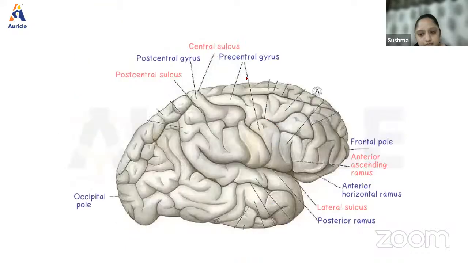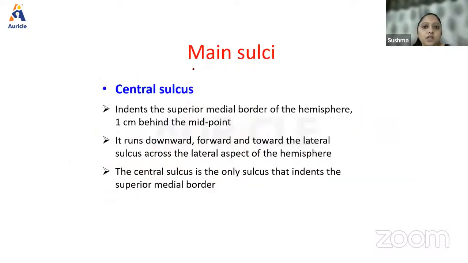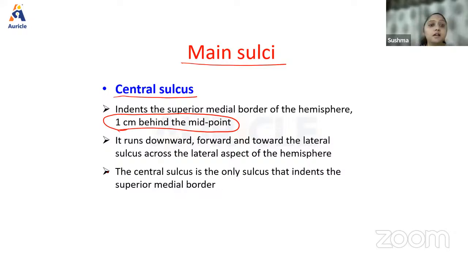Okay. Now, this is just another diagram showing the different lobes of the brain without any colors. You can clearly see over here the lateral sulcus that divides the temporal lobe. Okay. What is the main sulcus that is important to us? The reference sulcus that I have is the central sulcus. Central sulcus is an indent in the superomedial border of the hemisphere, 1 centimeter behind the midpoint. Although the name is central sulcus, it is 1 centimeter behind the midpoint.